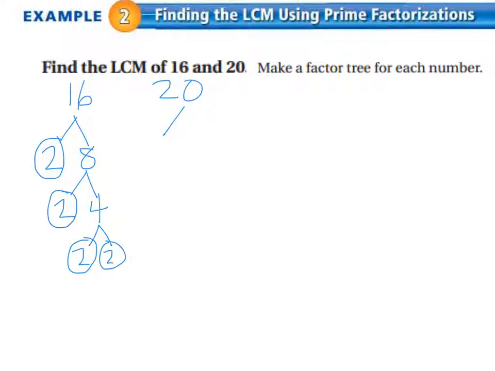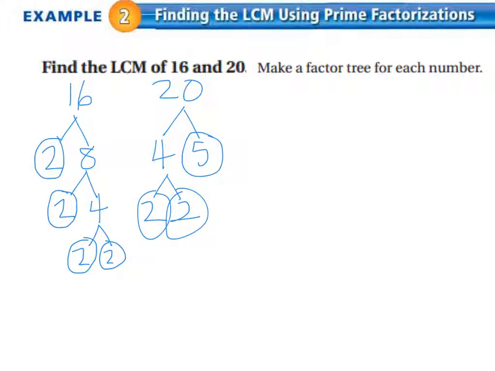For 20, I will break that down into 4 times 5. 5 is prime. 4 again is composite, and I can change that to 2 times 2. Now I have only prime numbers for my factor tree for 20. The next step is to list the prime factorization. So for 16, it was 2 times 2 times 2 times 2. And for 20, it was 5 times 2 times 2.